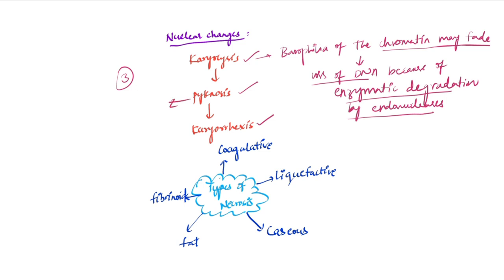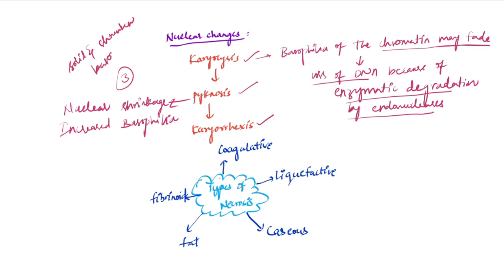And the next pattern is pycnosis. So what is pycnosis? Pycnosis is nuclear shrinkage, where you can also see increased basophilia. Here the chromatin condenses into a solid and shrunken basophilic mass. Okay, that is pycnosis.